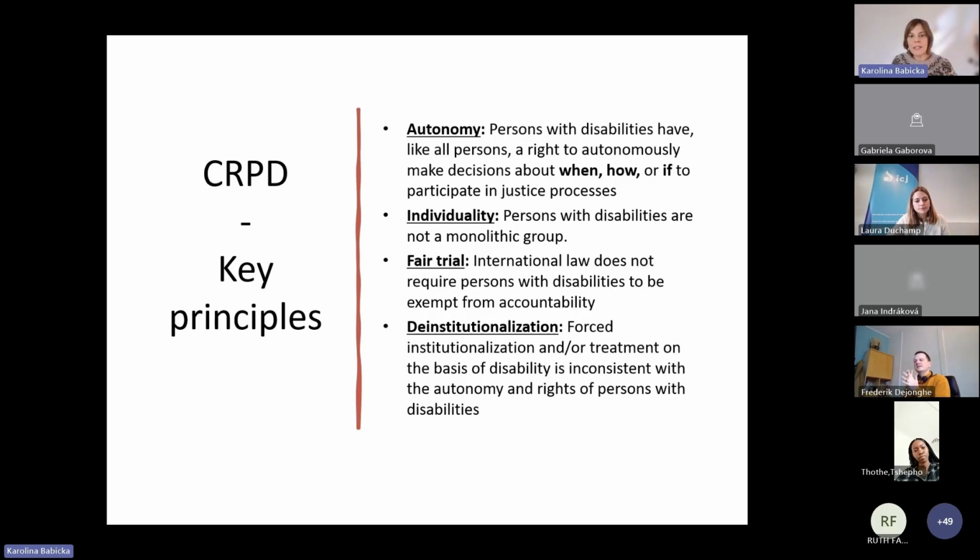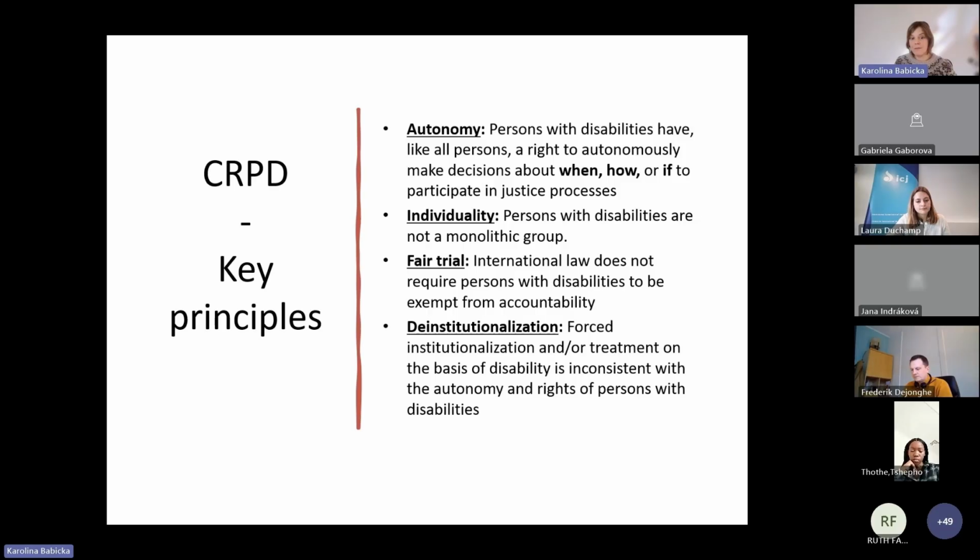Autonomy: persons with disabilities have a right to autonomously make decisions about how, when, or if to participate in justice processes. Individuality: there is a wide range of disabilities that persons experience, each with a unique impact on their ability to access justice.